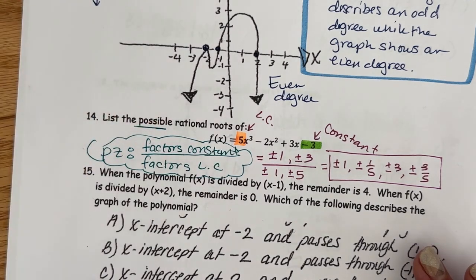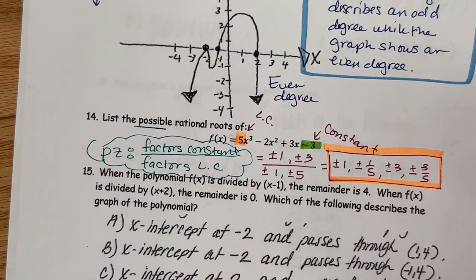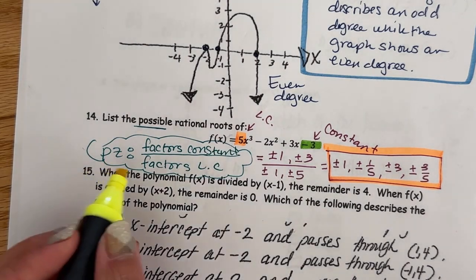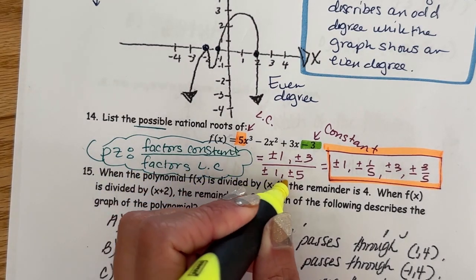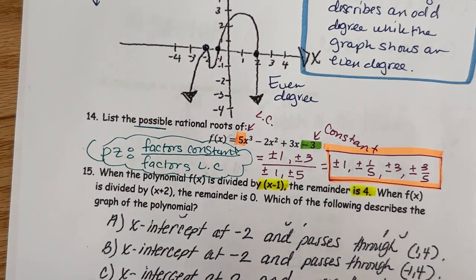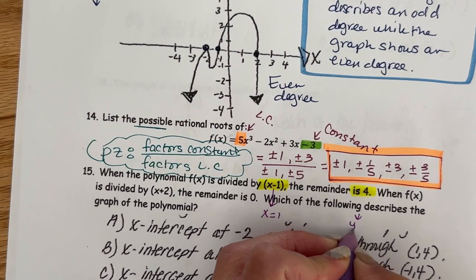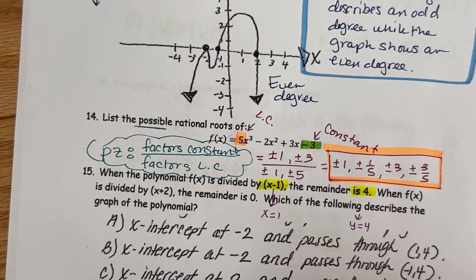Okay. Number 15, when the polynomial f of x is divided by x minus 1, the remainder is 4. Sorry, I'm going to box this real quick. When f of x is divided by x plus 2, the remainder is 0. Which of the following describes the graph of the polynomial? So I want to use my highlighter. It says when f of x is divided by x minus 1, the remainder is 4. What does that mean? Well, when x equals 1, y equals 4. That means the coordinate 1, 4.